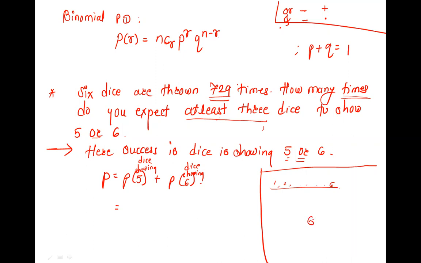So total such 6 faces are there. So total outcomes are 6. But we want only 5 up.